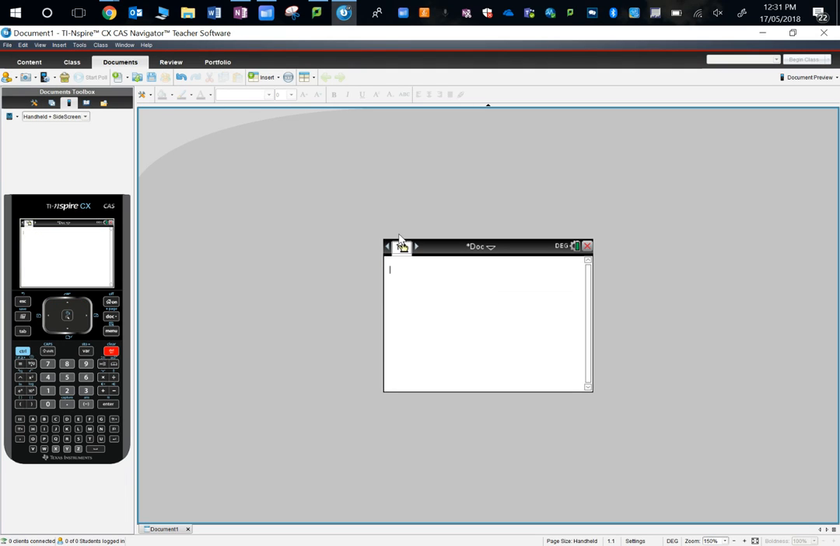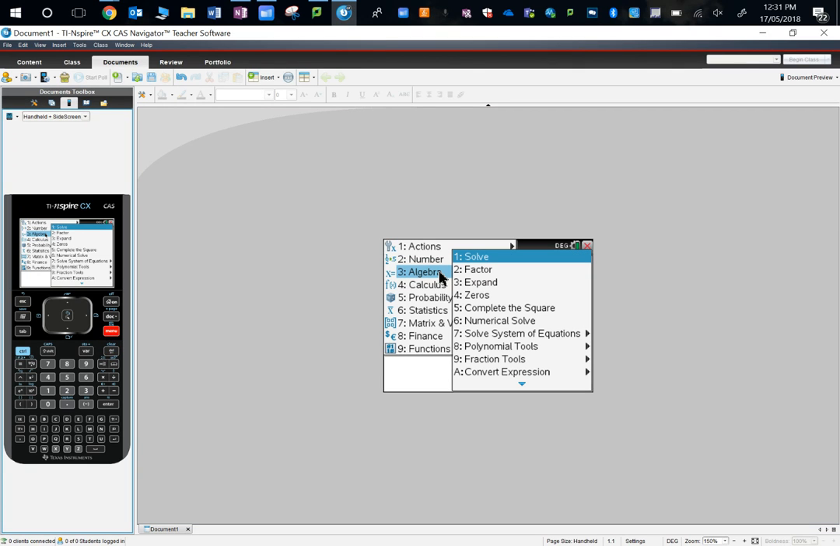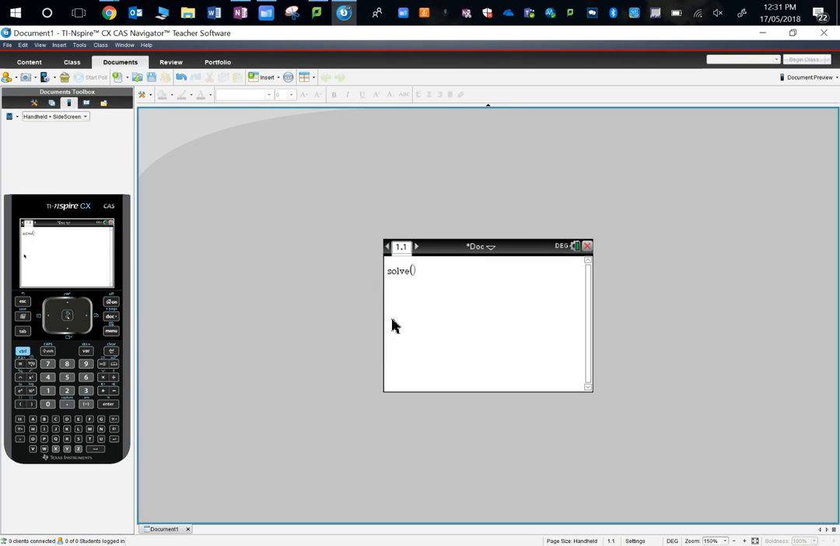All right, so what we do is we go to solve. You can write in solve, or you can go menu, algebra, solve. So menu 3.1 is where you get solve from. We put in our answer: 97.4 equals 0.5 times 13.4 times 15.8 times sine bracket C, and I'm solving for C.